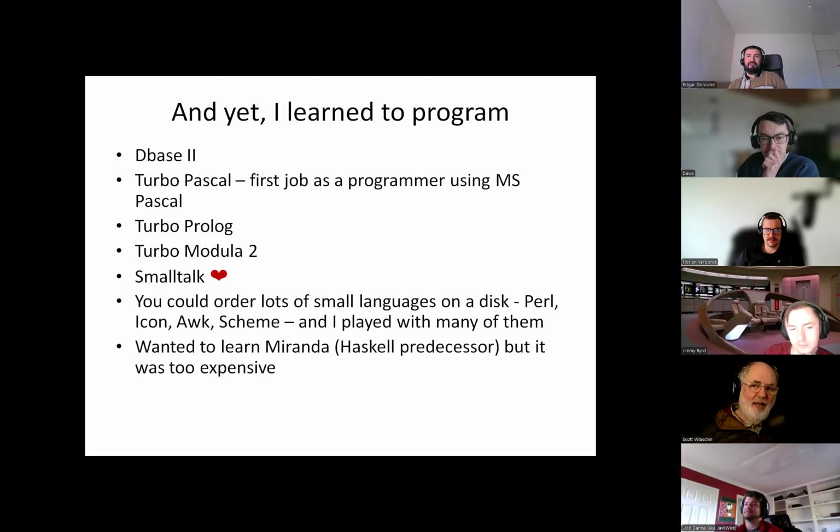One of them was Miranda, which is the first pure functional programming language. It was the kind of predecessor of Haskell. I really wanted to learn it, but the license was too expensive. The guy who wrote it, who was an academic, was trying to sell it and I couldn't afford it. So I never learned functional programming then. I really wanted to, but I couldn't.